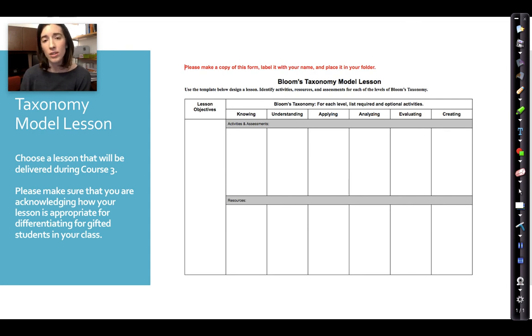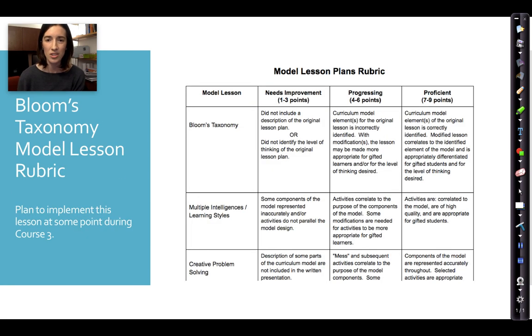So that document you can find, it's just a template. You can find it on the course website under Module 3. Please make a copy of the form, label it with your name. Sorry, I know sometimes brains get all foggy and we forget to make copies, but hopefully we're all patient with each other.